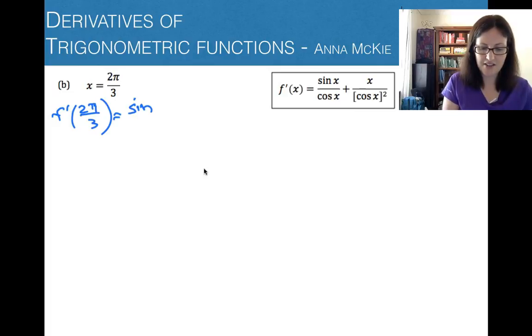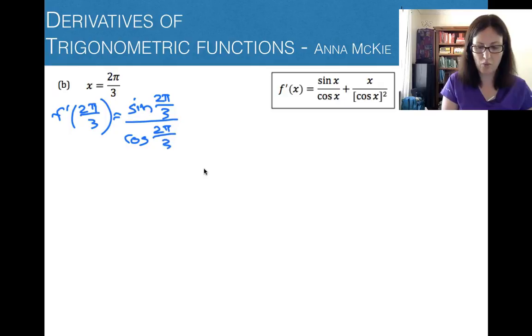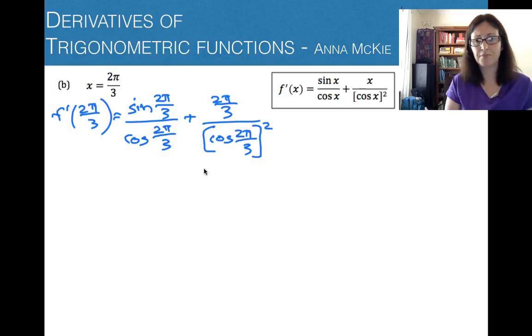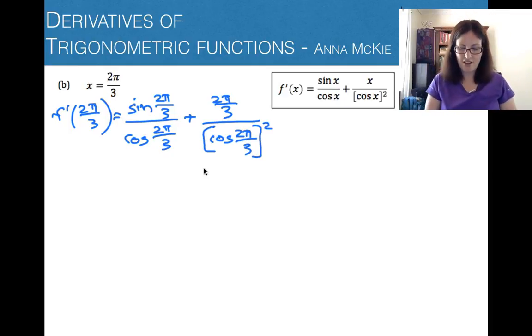So where we see an x, we're going to put 2 pi on 3. Pardon me. And then working out what is sine of 2 pi on 3. Again, if you are familiar with these identities, feel free to fast forward and solve. But if you're not, work with me while I revise the unit circle with you for this.